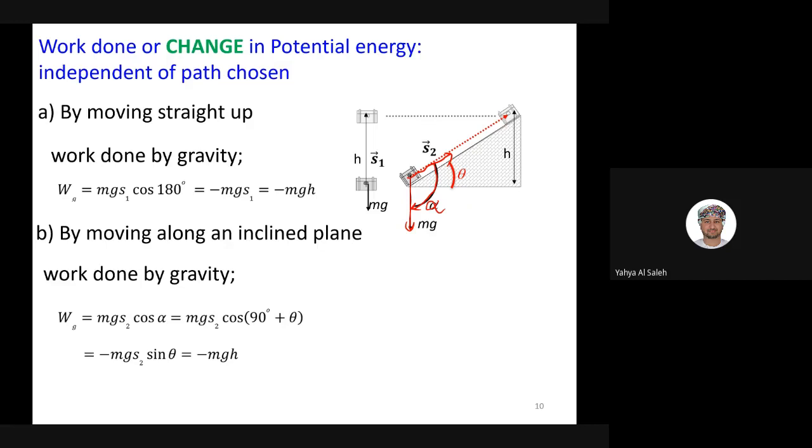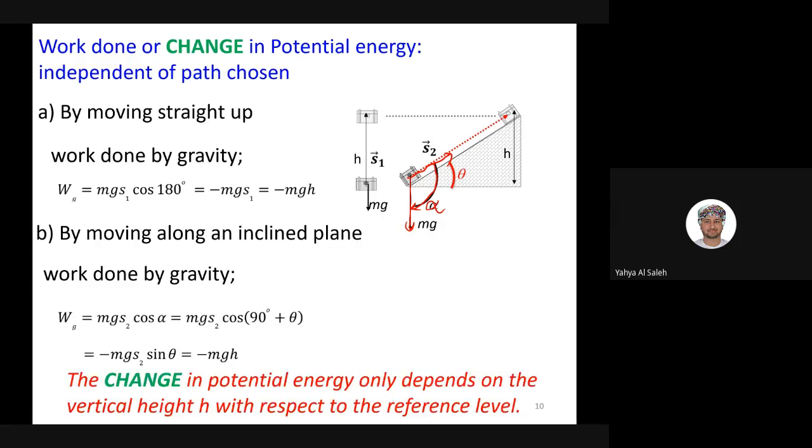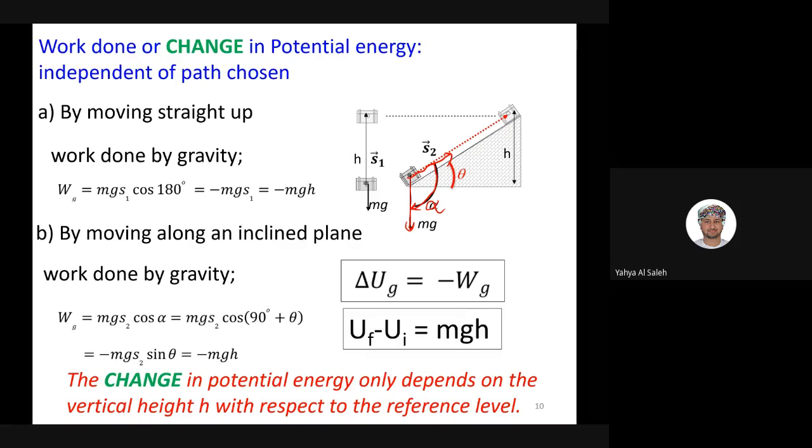It doesn't matter what path the object takes, we always take the easiest path to do the calculation on. The change in potential energy only depends on the vertical height h with respect to the reference level. So mgh is, we look at the final potential energy and the initial potential energy.